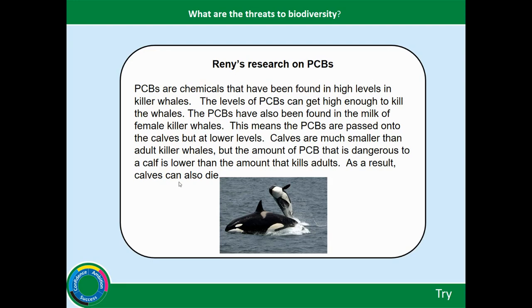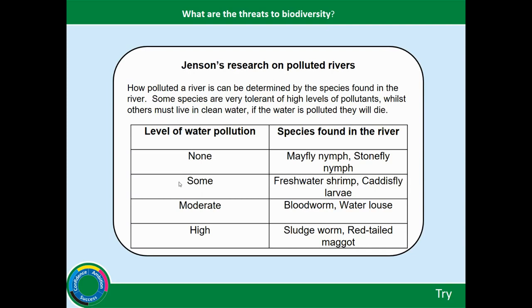Feel free to pause the video and read it all by yourself. Jensen's research on polluted rivers. How polluted a river is can be determined by the species found in the river. Some species are very tolerant to high levels of pollutants, whilst others must live in clean water. If the water is polluted, they will die.